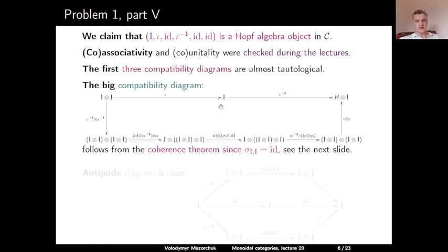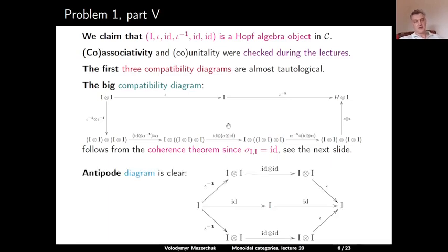So for the big compatibility diagram, here it is repeated now with H substituted by the identity. And if we look at this diagram, then all maps which we have in this diagram are structural maps from our symmetric monoidal category, except for this sigma appearing here. So if we can prove that this sigma is the identity, then the commutativity of this diagram follows directly from the coherence theorem. And we will check that sigma for the identity is actually the identity on the next slide. So this establishes this last compatibility diagram.